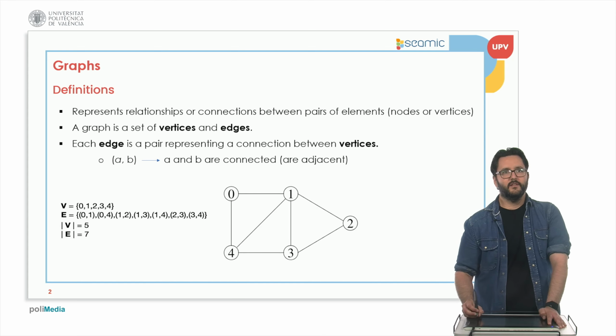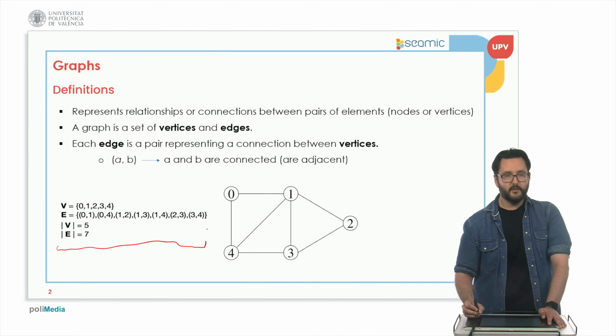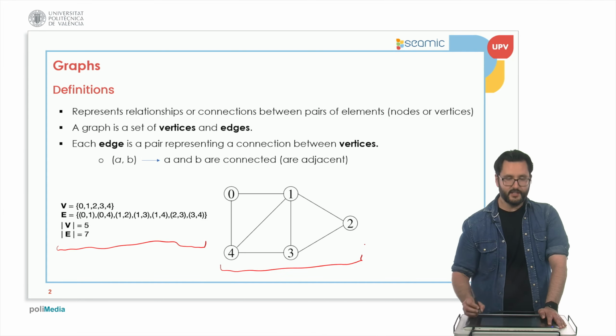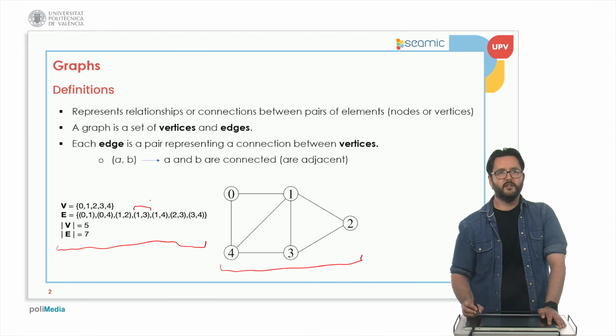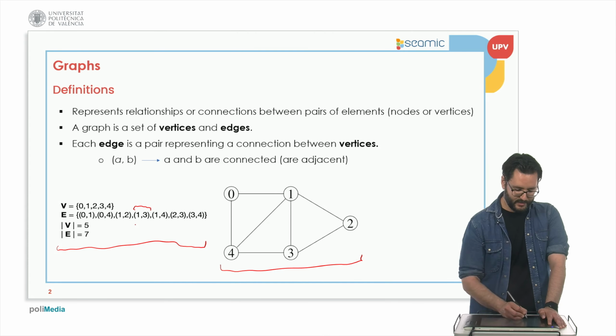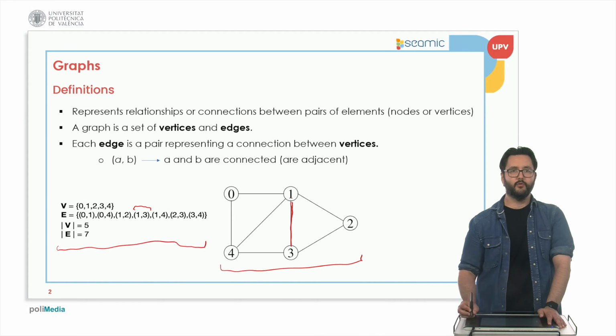We have here the formal representation, the sets that represent a graph, and the graphical representation of a graph. We have here a set of 5 vertices and a set of 7 edges. We have pairs here indicating, for example, in this case, that the vertex 1 is connected to the vertex 3.